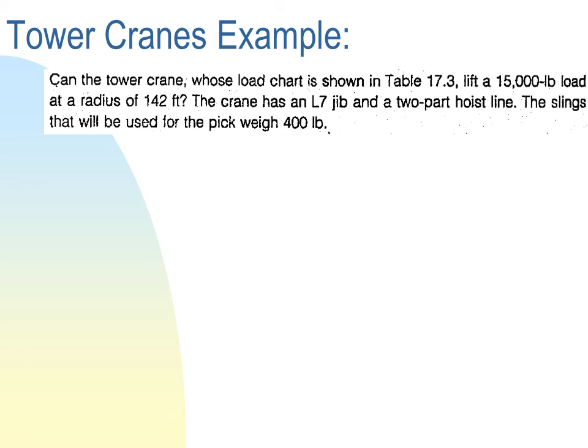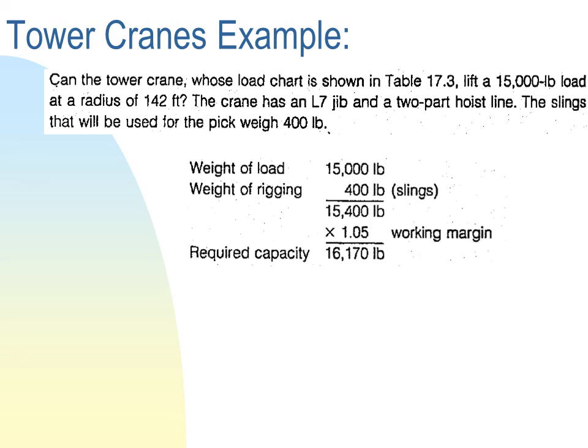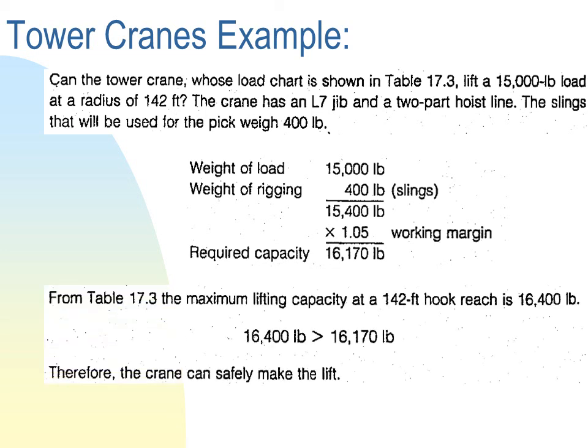Then factor this up by a working margin of 5%. So now we'll have 16,170 pounds, and compare it to the number that we'll get from the table, which is 16,400 pounds. So now we found that this job could be safely done.